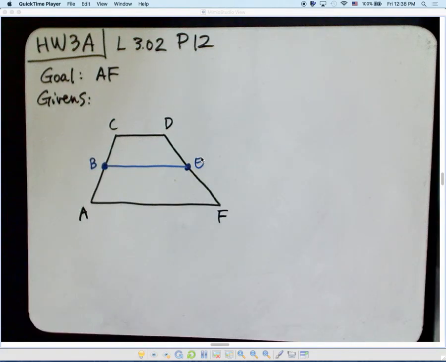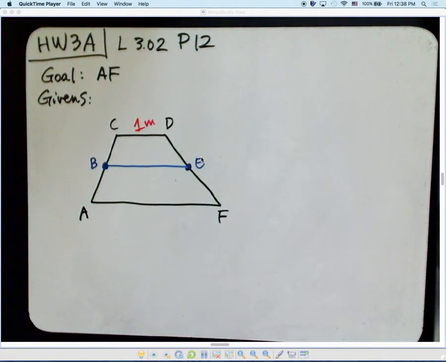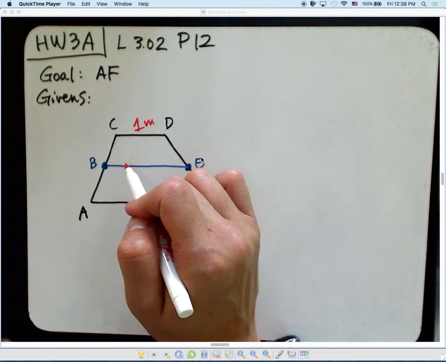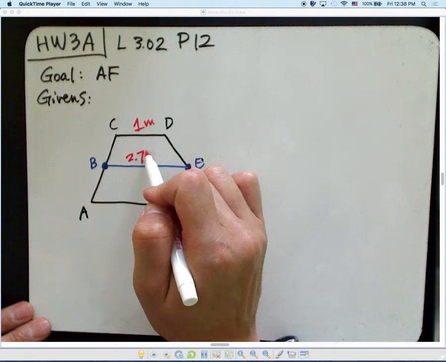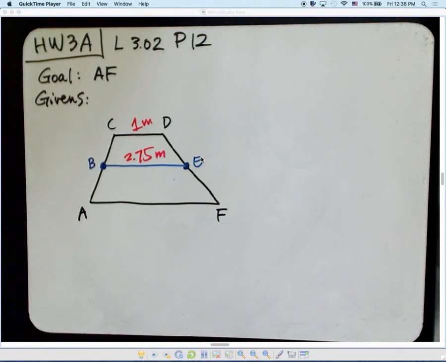What else do we know? We also know CD is 1 meter. And we also know that BE is 2.75 meters. Our goal is to find AF. Okay, so how do we do this, right?